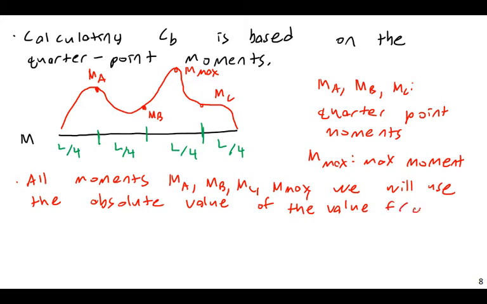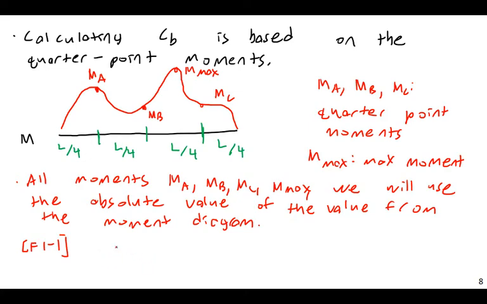From the moment diagram, and then we have a formula for this. This is really the first formula in Chapter F, formula F1-1, and this is the formula for calculating CB.